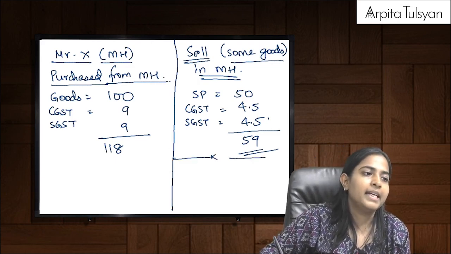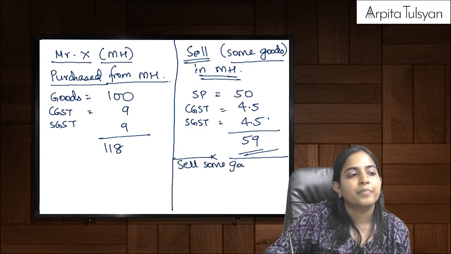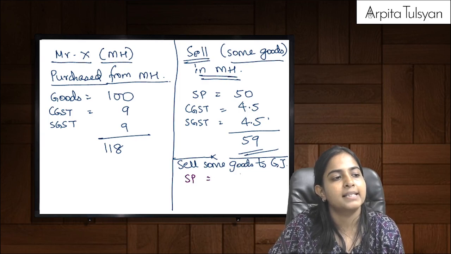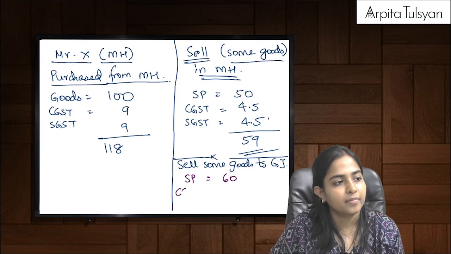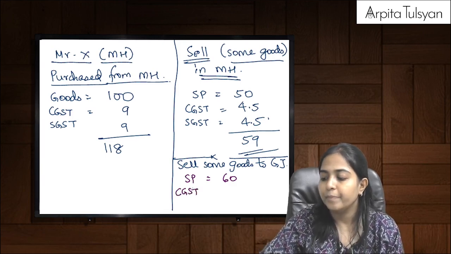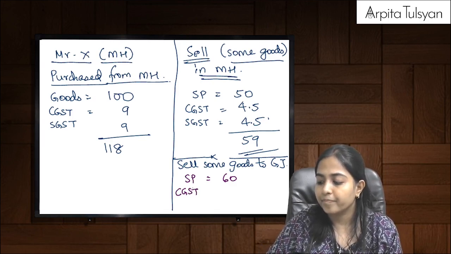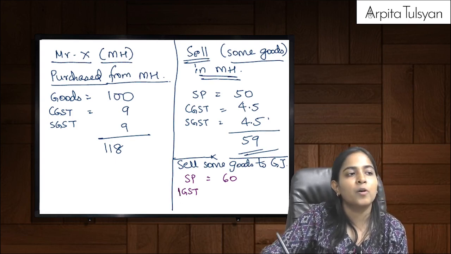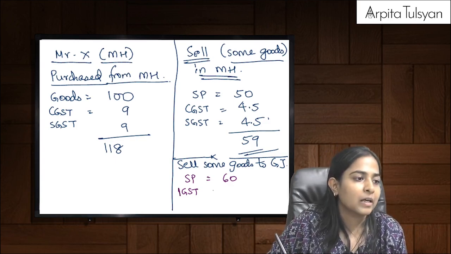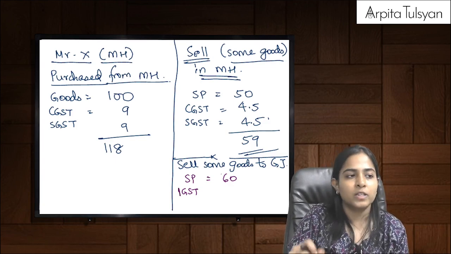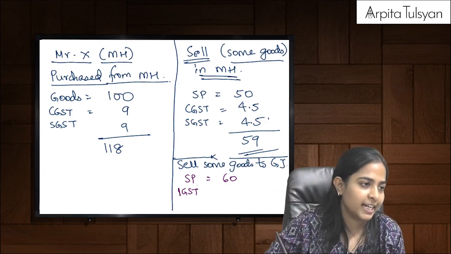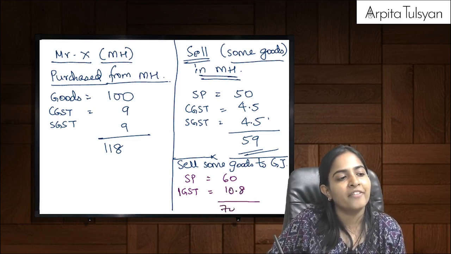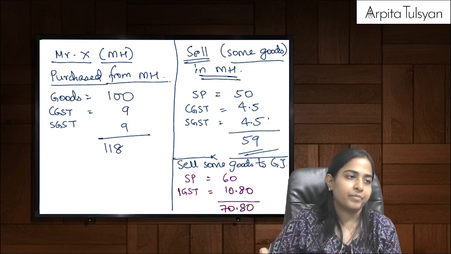Then he wants to sell some goods to Gujarat. Let's say selling price is equal to 60. CGST will be applicable or IGST will be applicable? Can we say IGST will be applicable because this is sale from Maharashtra to Gujarat. So IGST full 18% will be applicable because IGST will be fully collected by the central government and then it will share it with the state government. So full 60 into 18%, this gives me 10.8. So my final selling price will be 70.80.